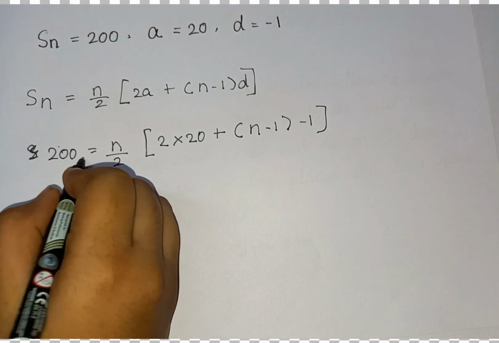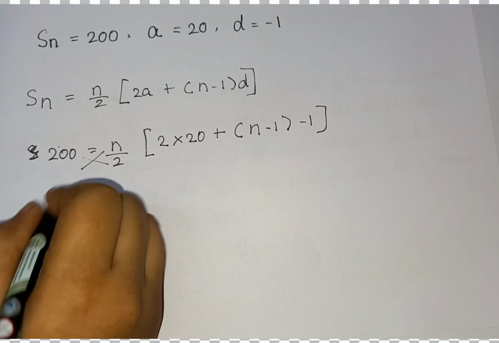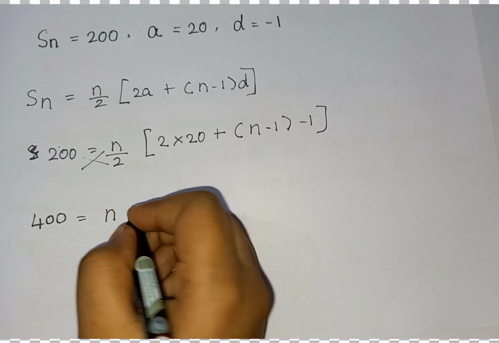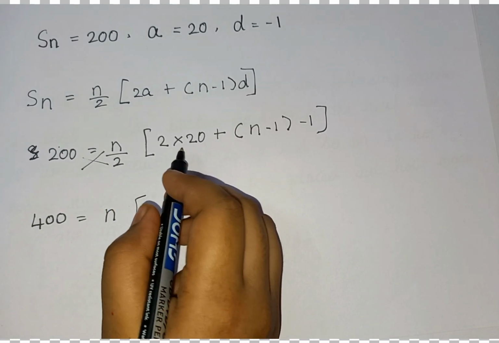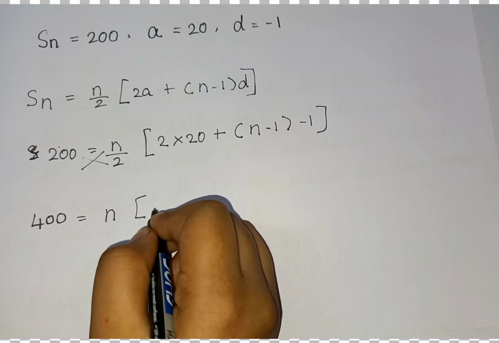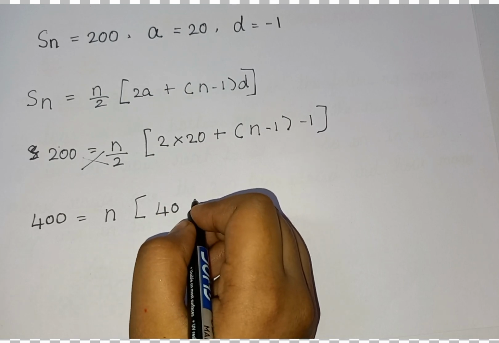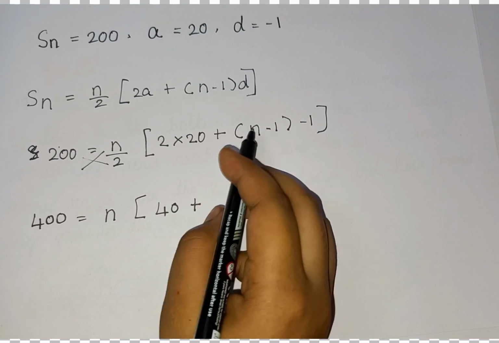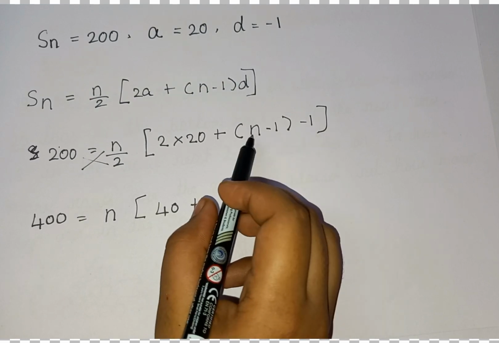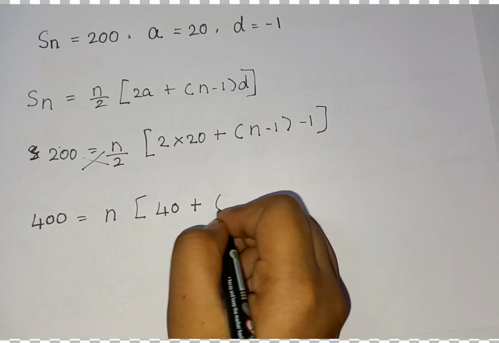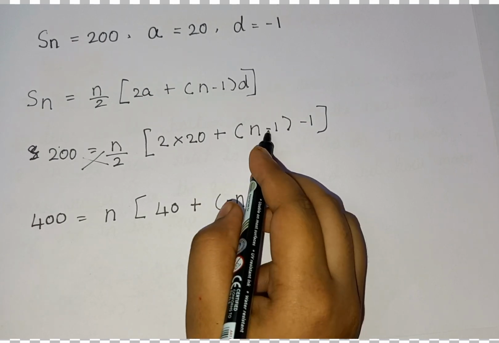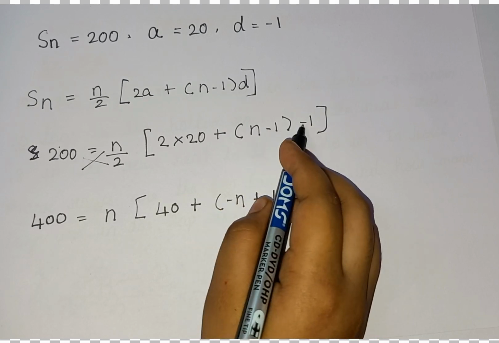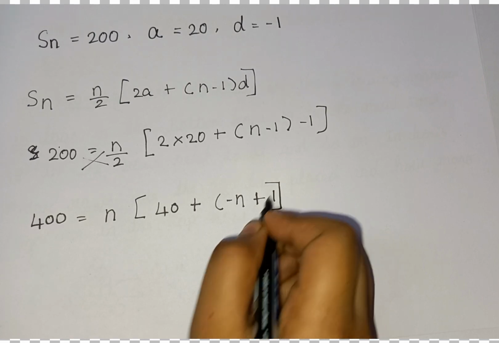Alright, so here we can cross multiply. So 200 into 2 is 400, and that is equal to n. Then 2 into 20 is 40, and let us write the plus as it is, and here let us multiply them. Minus 1 into n is minus n, and minus 1 into minus 1 is plus 1, because minus into minus is plus. So plus 1.